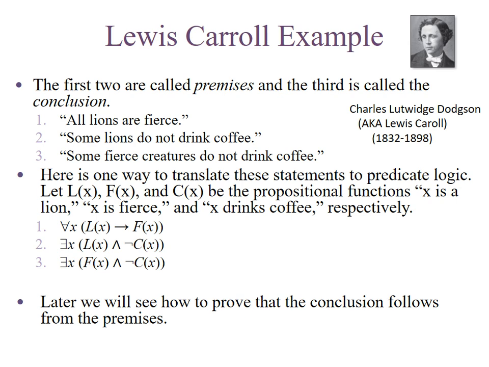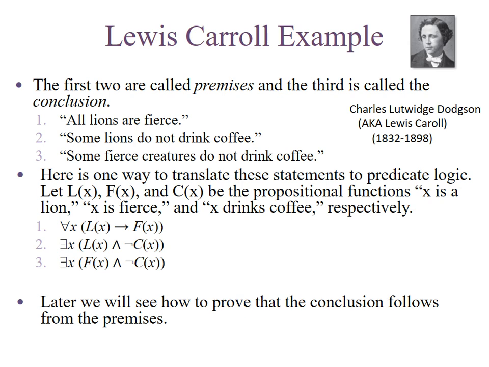All right, next let's see how we translate the following premises and conclusions by predicate logic. Okay, so let's see this example. This example is very famous. We call it the Lewis Carroll example. All lions are fierce. Some lions do not drink coffee. And then we can draw the conclusion: some fierce creatures do not drink coffee.